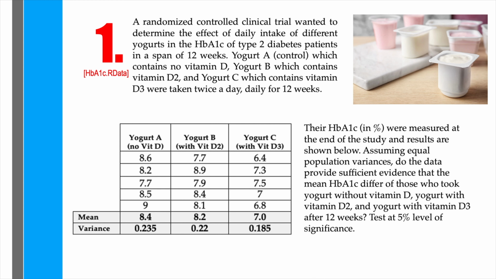Their HbA1c in percent were measured at the end of the study, and results are shown below. Assuming equal population variances, do the data provide sufficient evidence that the mean HbA1c differ of those who took yogurt without vitamin D, yogurt with vitamin D2, and yogurt with vitamin D3 after 12 weeks? Test at 5% level of significance.